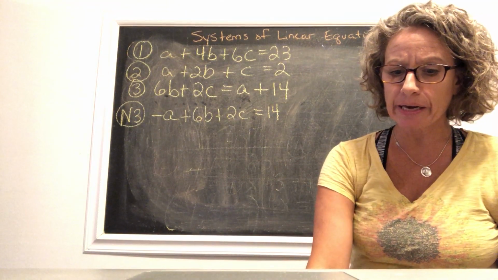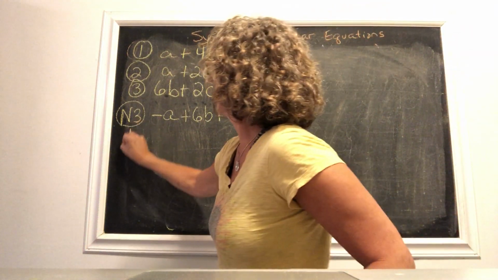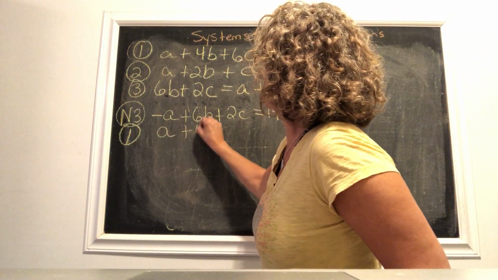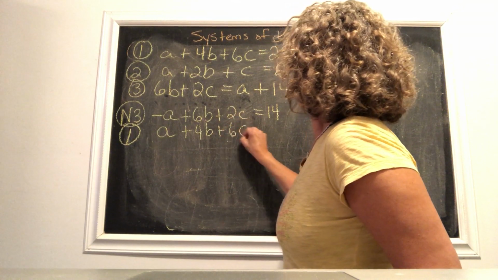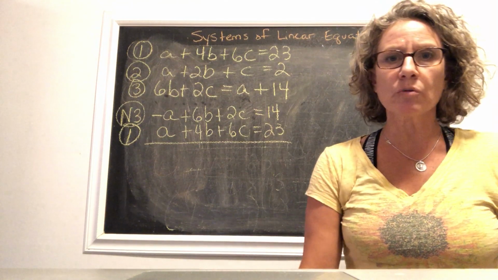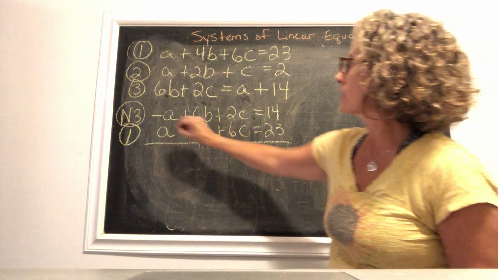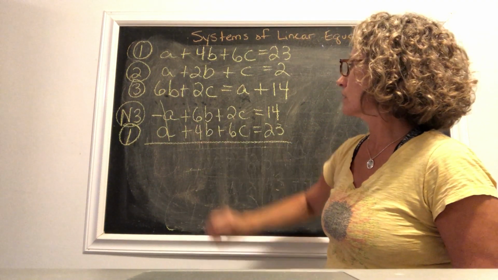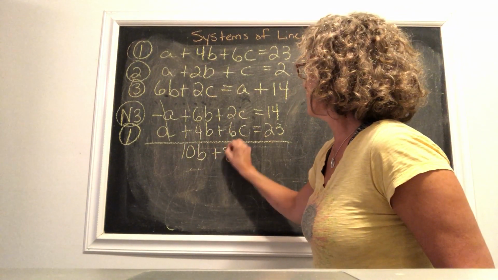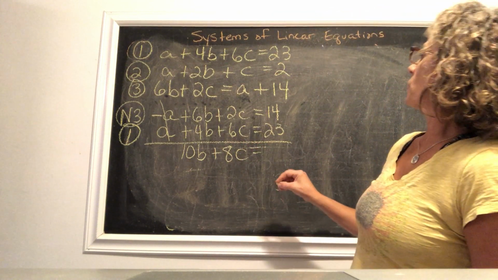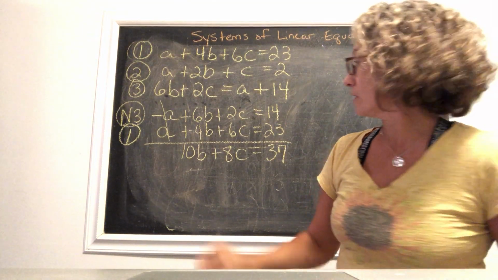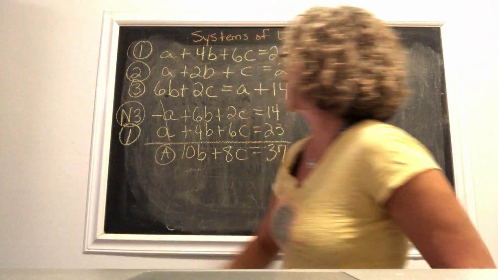Now, I'm going to combine that with equation 1. So I'm going to write equation 1 right there, directly under the variables that I'm looking to combine. I'm going to add those 2 together, and what's going to happen to my a's? They're going to cancel. And 6b and 4b give 10b, 2c and 6c give 8c, and 14 and 23 are 37. Now, this equation I will call equation A.